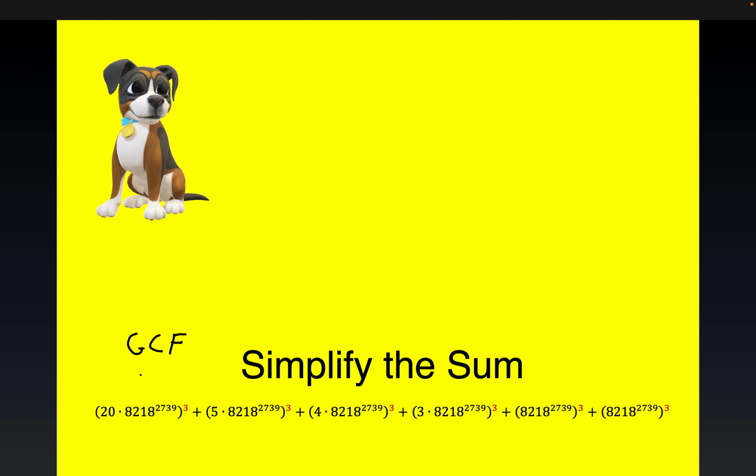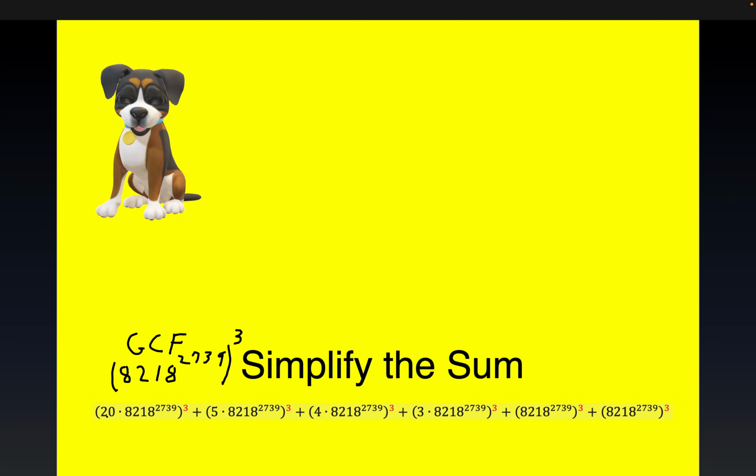But notice that the GCF has 8218 raised to the 2739. And that's quantity cubed. Just writing it down, you probably can pick it right out, but just in case. This term right here, the greatest common factor, the highest common factor, is common to all of these terms.